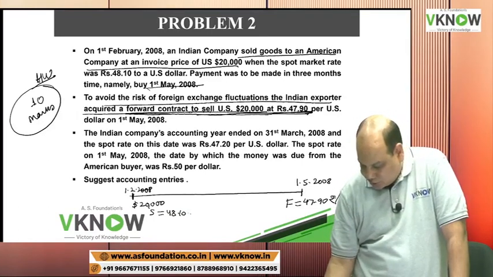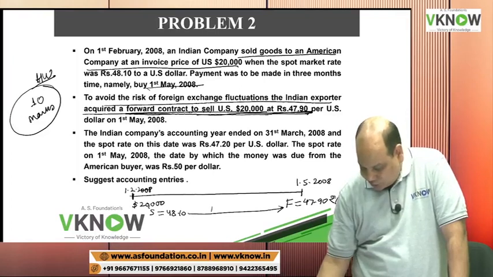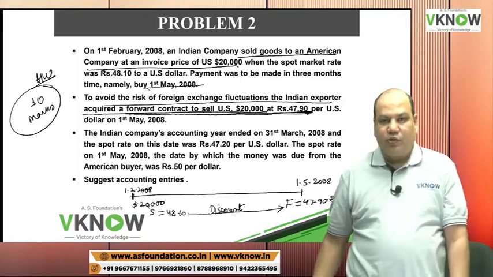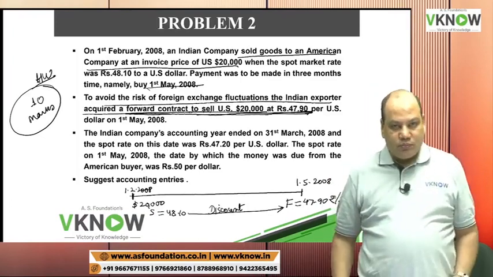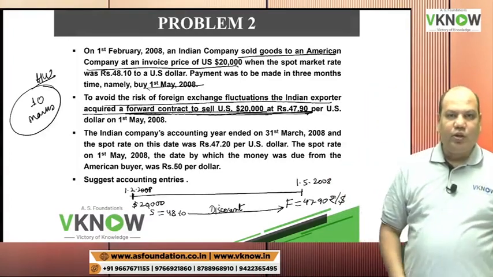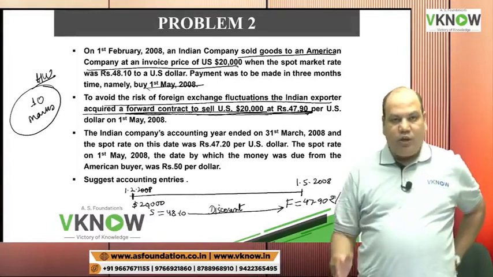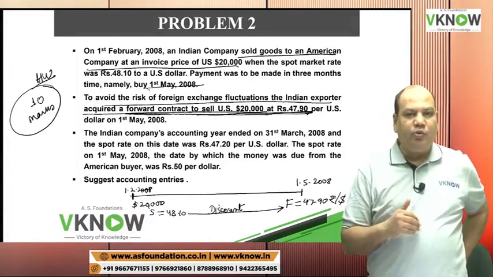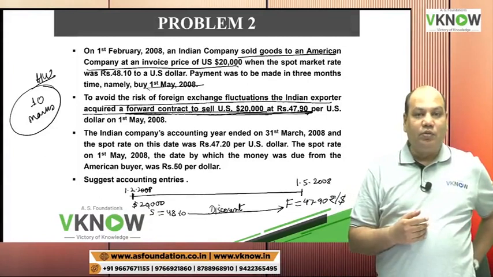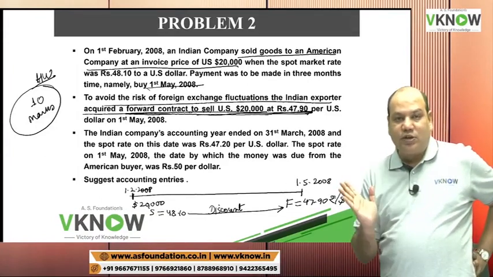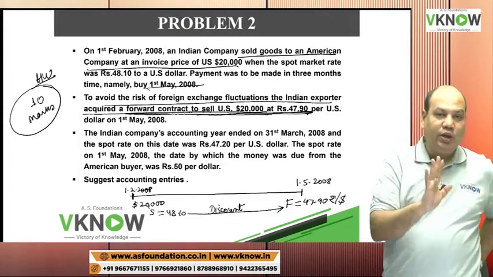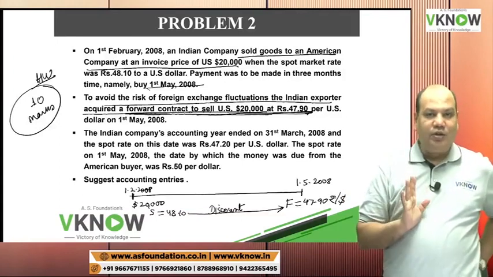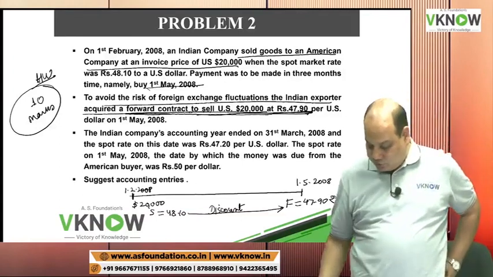Now the difference is, this time there is a discount. Previous question had a premium. This question has a discount. Don't worry. Wherever you have written forward premium, it will become forward discount. That was on the credit side. This will be on the debit side. Remaining discussion is same.